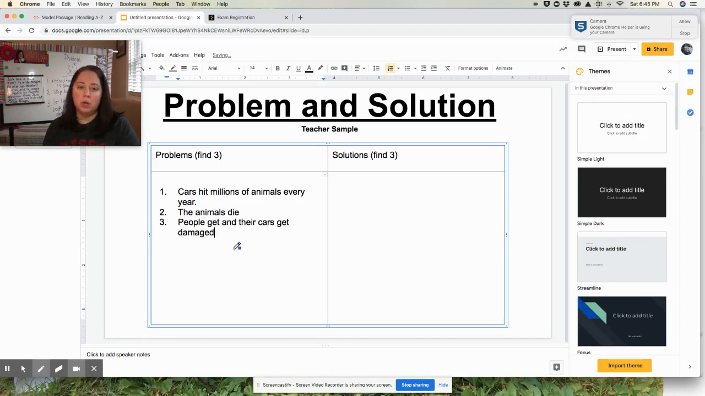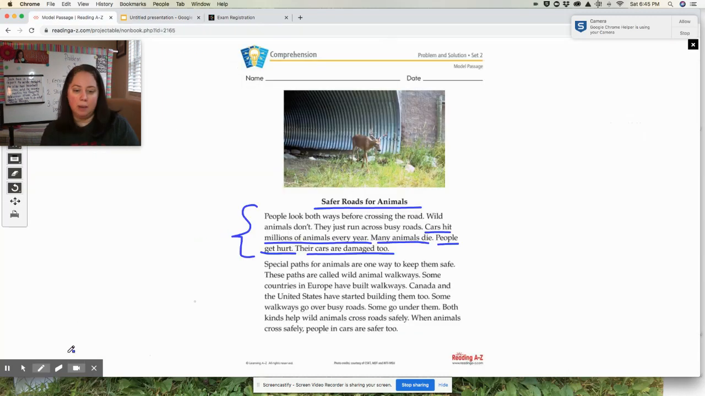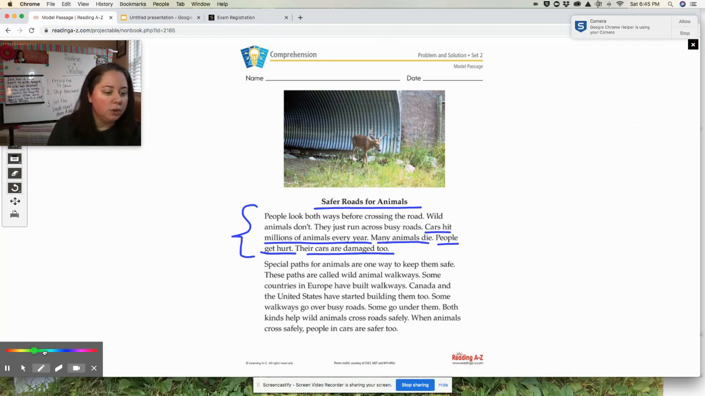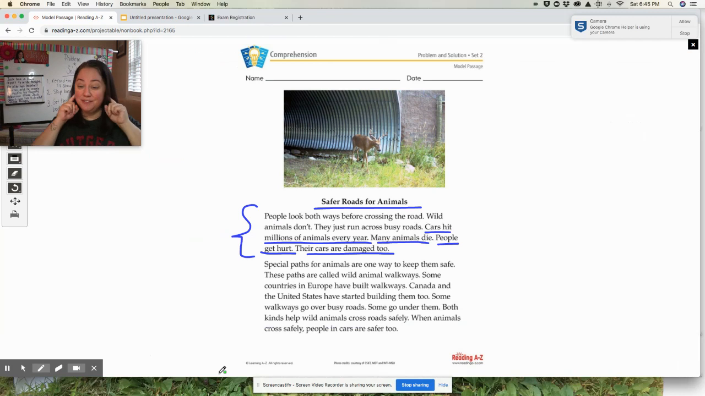So here, just by reading the first paragraph, we were able to find, because we did a very good job looking closely at the text, the three problems. Now, we're going to read the second paragraph, and in the second paragraph, we are going to look for three solutions to the problem. So let's get back here. I would like to choose a different color. I'm going to go with green. Okay. Listen for the solutions.